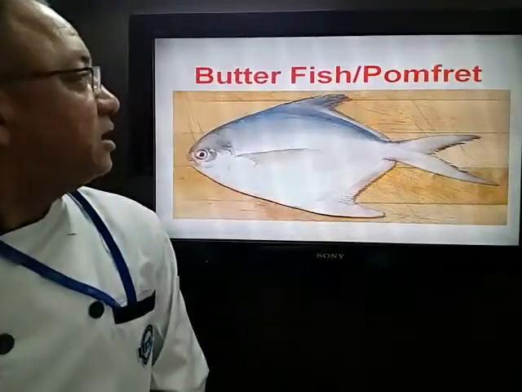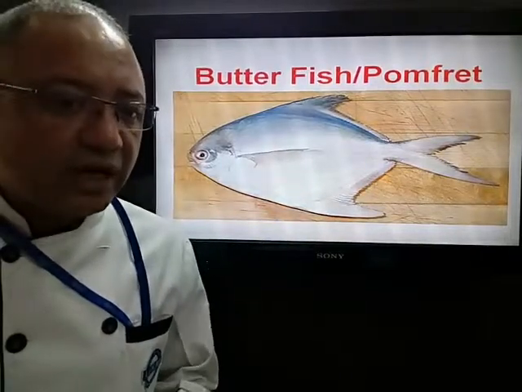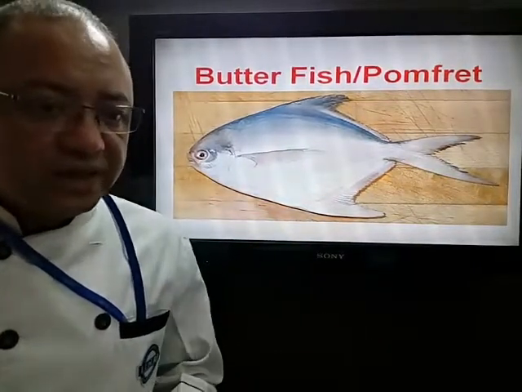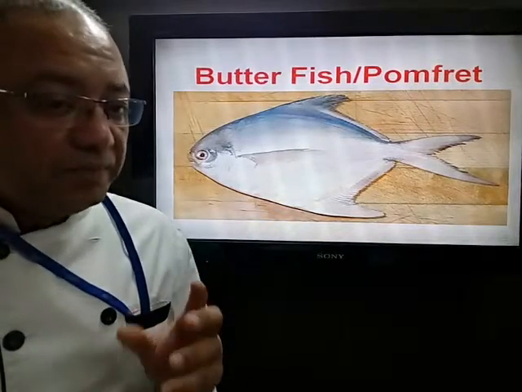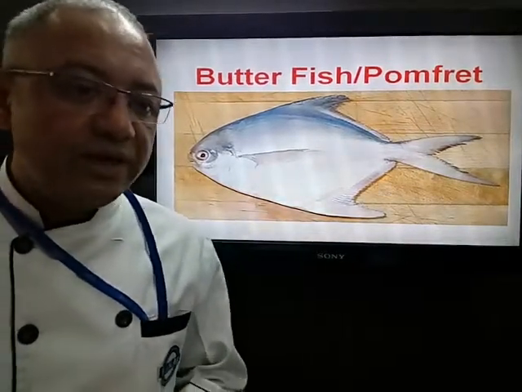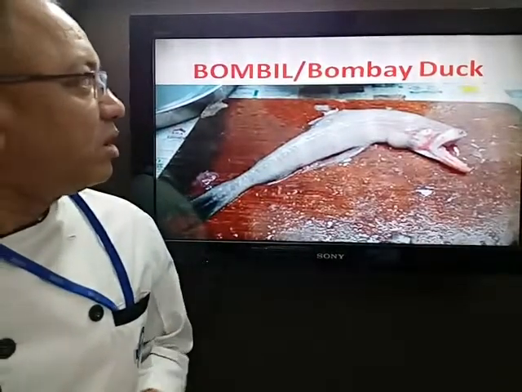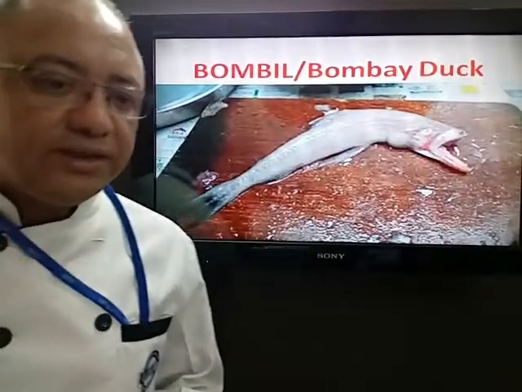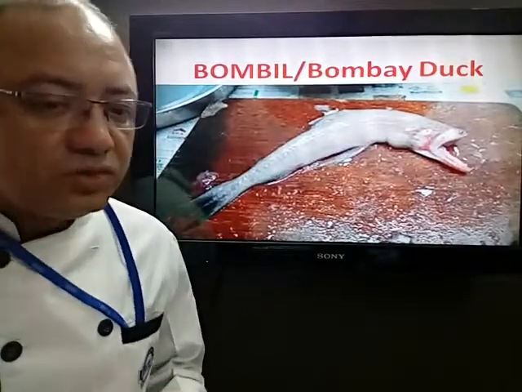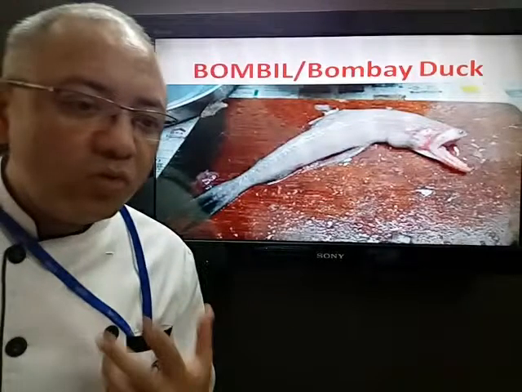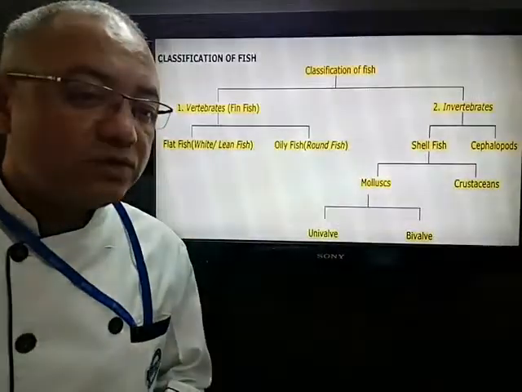Then there is butterfish, or the pomfret. It is a less oily fish and very famous in India for making tandoori items. The meat is a bit stiffer in these kinds of fishes. Then this is bombil, or Bombay duck. It doesn't mean that it is like a duck, but the name has been kept due to the movement. Like the duck keeps on moving, this fish also has a very high degree of movement, going from one place to another.